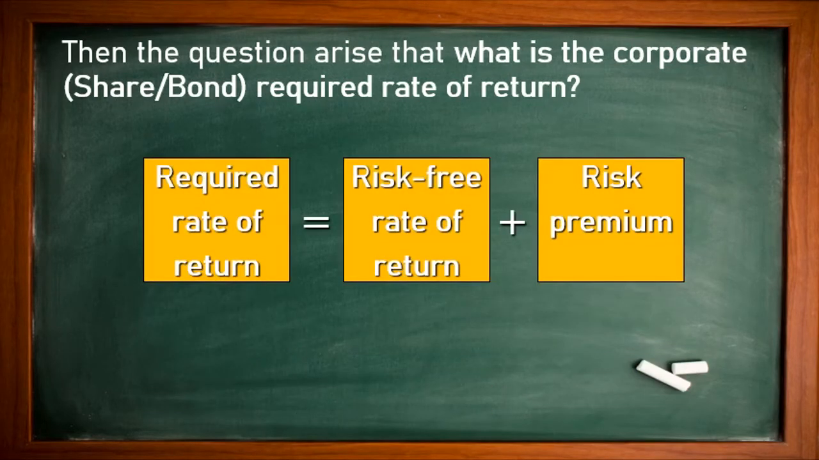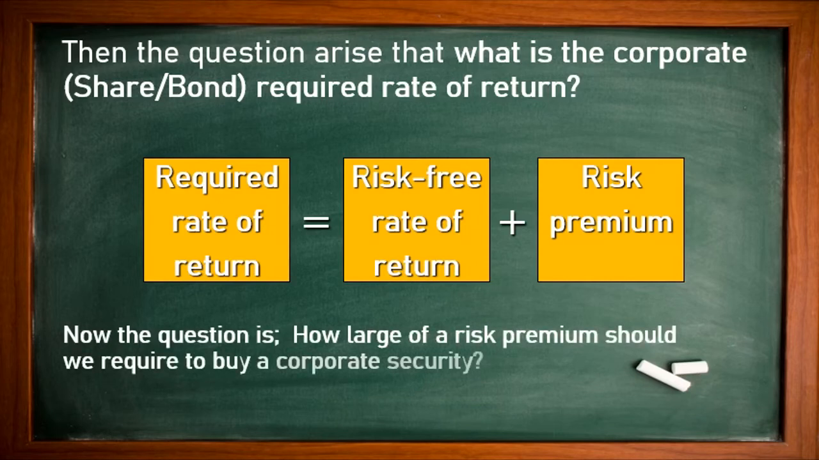So we'll examine another formula. Required rate of return is equal to risk-free rate of return plus risk premium. It means if we need extra return, we must go for the risk premium. Required rate of return shows both the minimum amount we receive from the treasury bond, that is the risk-free rate, plus the extra return we need, that is the risk premium.